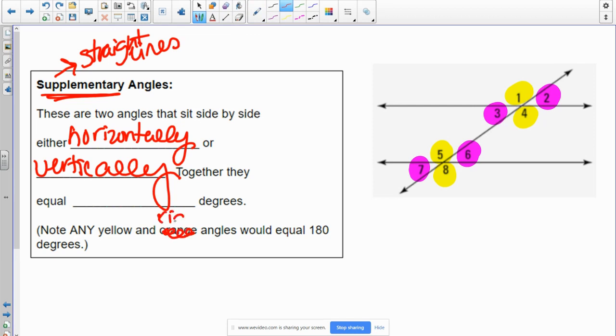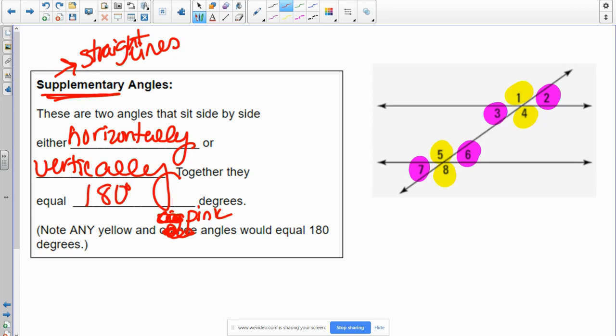So as I read this, change this to pink so it doesn't confuse you. Again, you can use any 2 colors that you want. They don't have to be the 2 colors I pick. So whatever colored pencils you have in front of you, use those 2. So note that any yellow and pink angles, 2 of them, would equal 180 degrees. So these angles are not congruent, they equal 180.